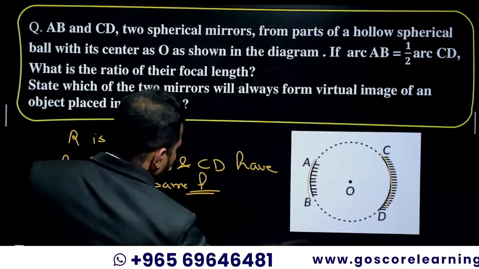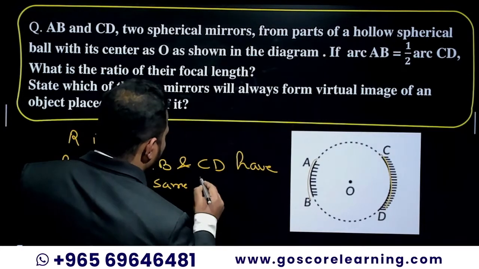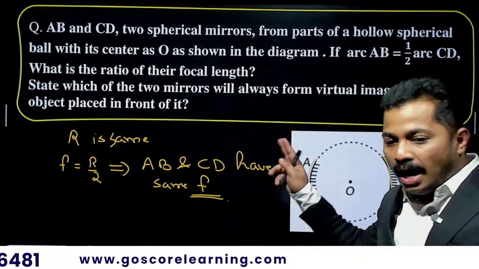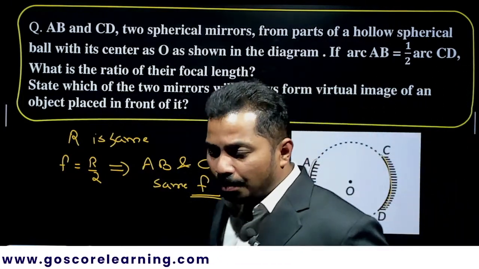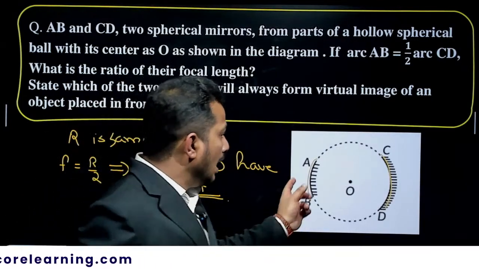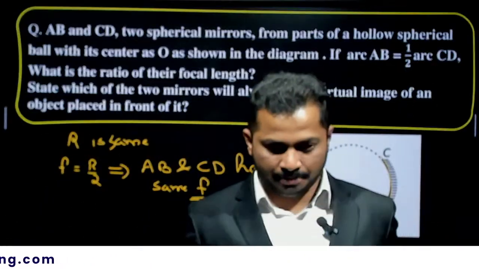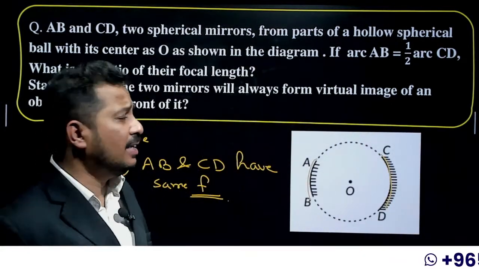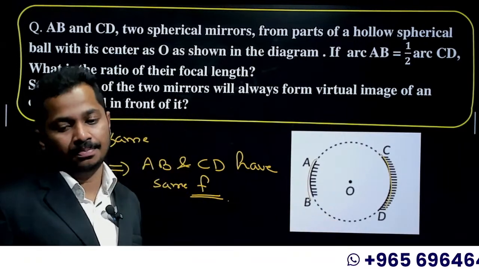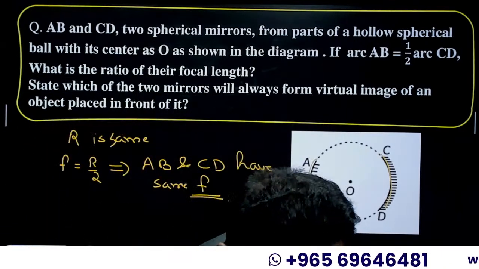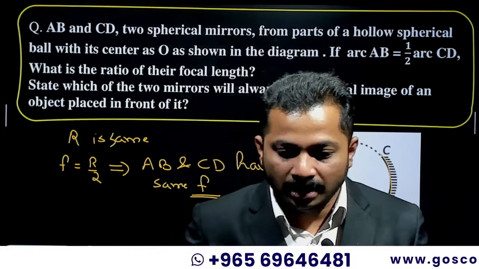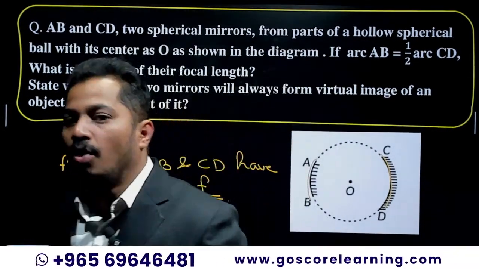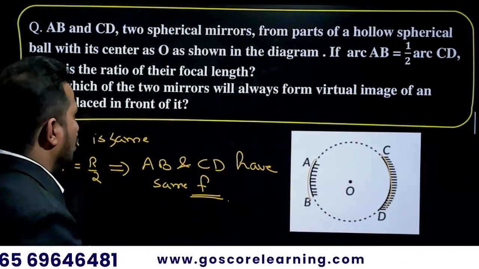Is the concept clear? It doesn't matter that the arc length is different. Arc length we can comment on as the aperture of the mirror, but here as AB and CD are part of the same sphere, not the same mirror, my mistake, the radius of curvature is the same. If the radius of curvature is the same, R is the same, and F is equal to R by 2, so the focal length is the same. So the arc length doesn't matter.